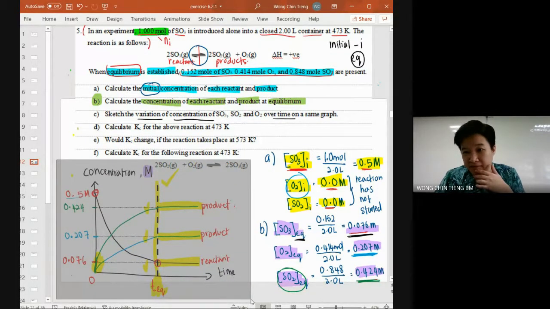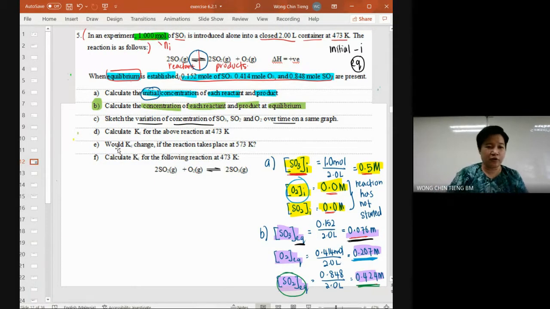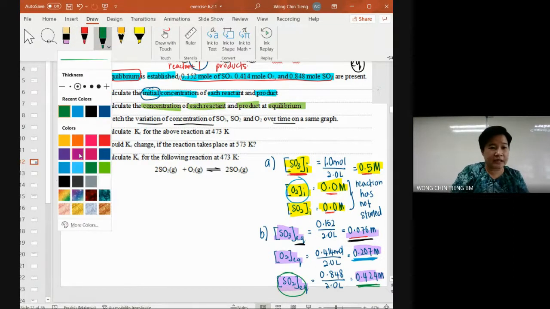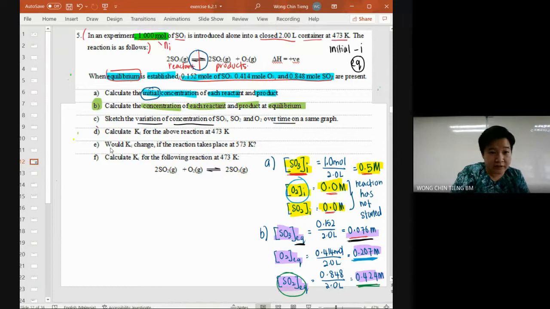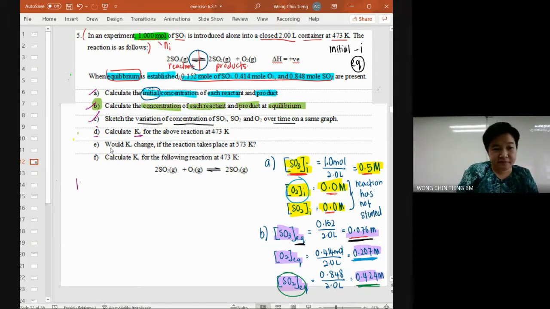Okay? Alright, question? Nope. Okay, then we move on to your question C. So, your question C over here, apa yang dia tanya? Sorry, C we are done. D. Calculate the Kc for the above reaction. Can I have the Kc formula in this case, please? Kena panggil orang. Zul, Kc?